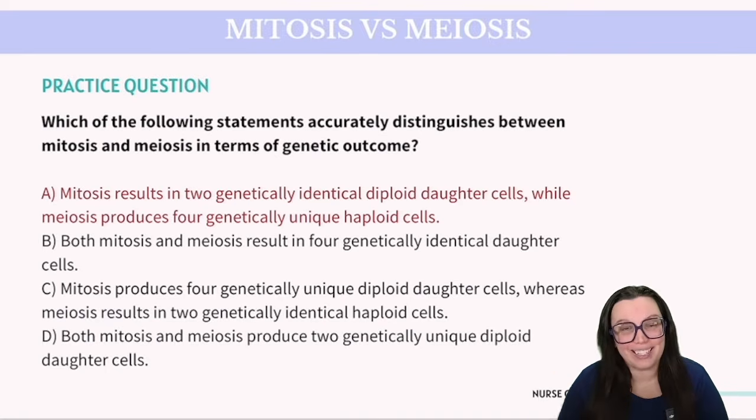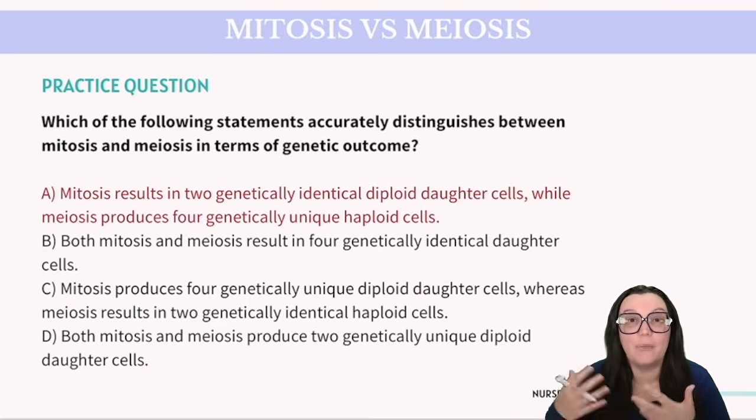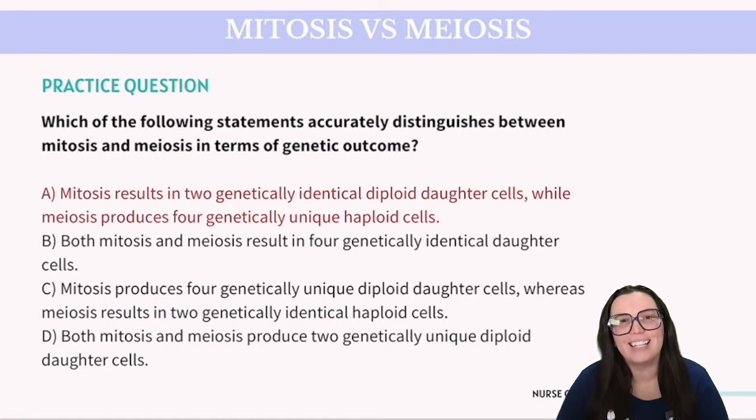And the correct answer is A, mitosis results in 2 genetically identical diploid daughter cells, while meiosis produces 4 genetically unique haploid cells. We talked about this a little bit before, that mitosis, when it comes to cellular division, is going to result in those 2 genetically identical diploid daughter cells essential for growth and repair. And with meiosis, on the other hand, that is a 2-step division process that's going to result in those 4 genetically diverse haploid cells, also known as gametes, which is going to be crucial for sexual reproduction.